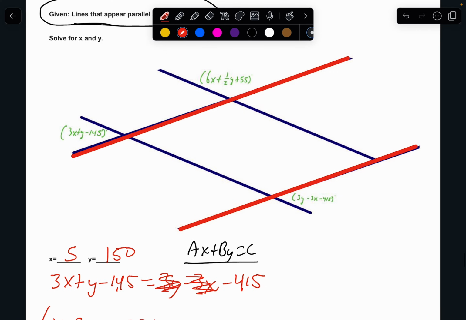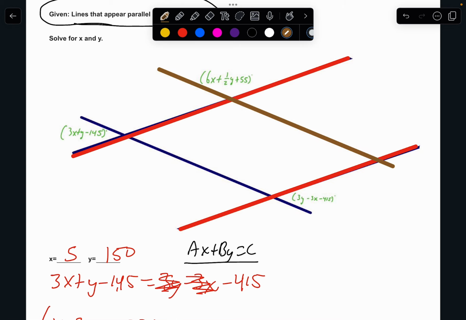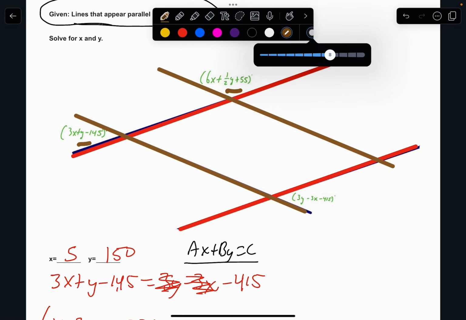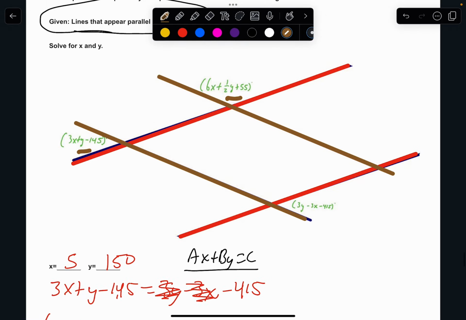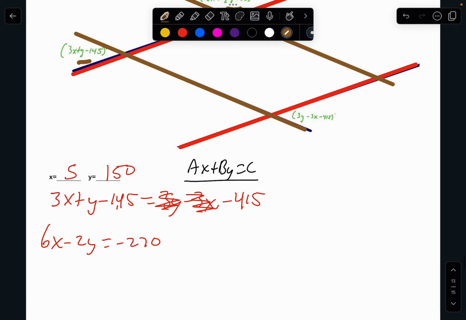Now, the other thing they told us is that these lines are parallel as well. Remember, lines that look parallel are parallel? So the brown lines are parallel. Because the brown lines are parallel, I know that these two angles are going to add up to 180. Those are same side exterior angles. They're going to add up to 180. So let's write that equation. The next equation we're going to write is 3x. I'll do it over here.